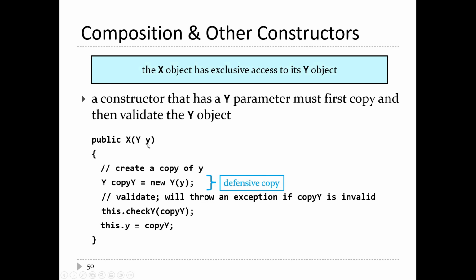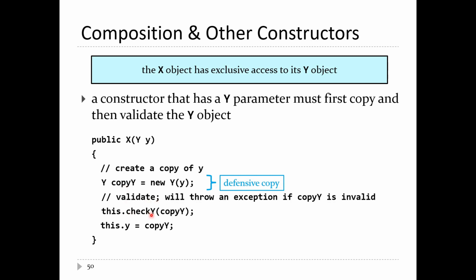If you have a constructor that takes in a Y object that you want to assign to your field this.y, then you have to make a copy of that incoming Y object and then validate the copy. So the first thing you're going to do is make your defensive copy. Here we're using a copy constructor, so we're assuming that Y has a copy constructor. It could be the case that a class that you're using does not have a copy constructor, in which case you have to find some other way to copy the object. Once you have your copy, you can validate the copy.